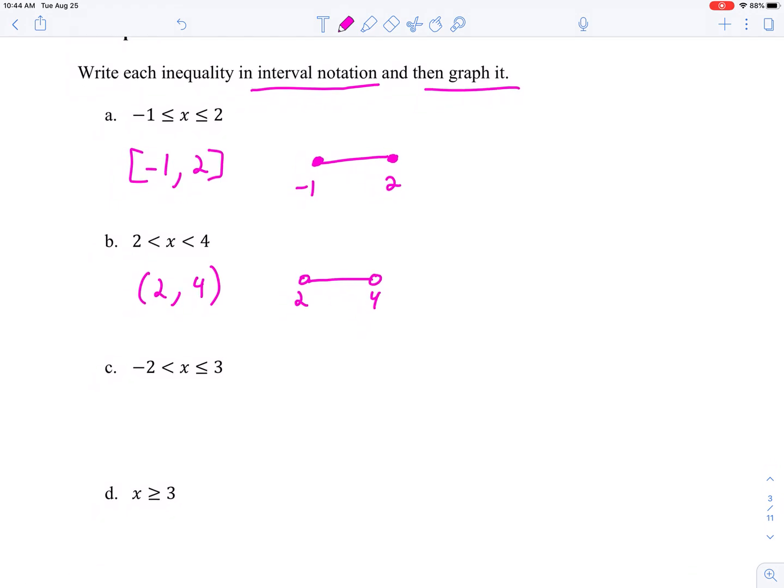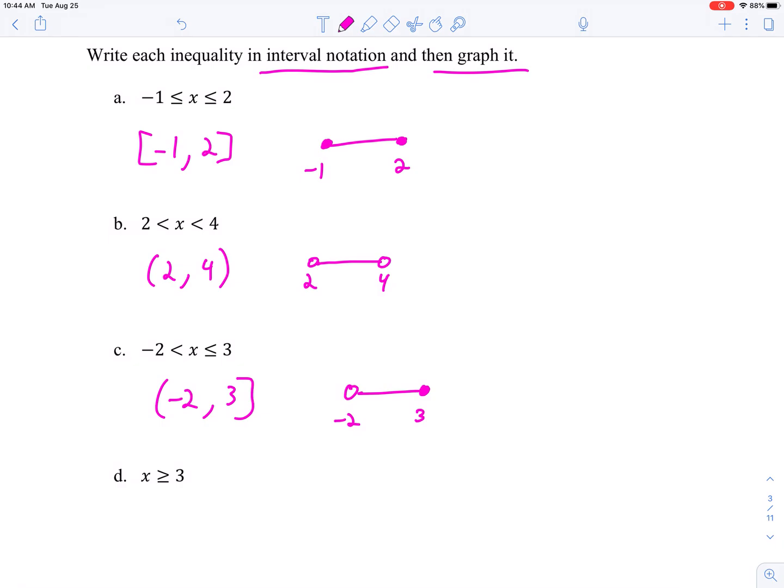Alright, part C, -2 less than x less than or equal to 3. So that means not including -2, but we are including 3. Alright, so to graph that, open circle at -2, closed at 3, and there we go.